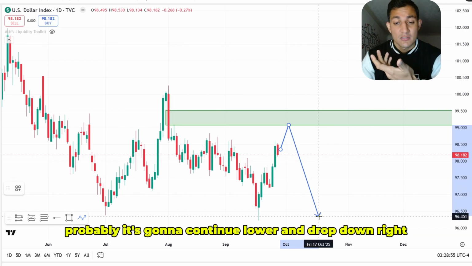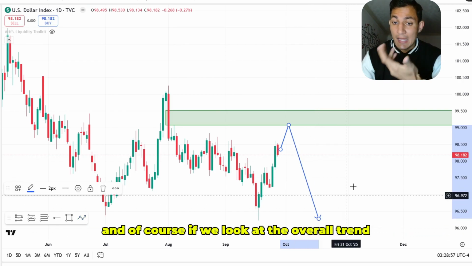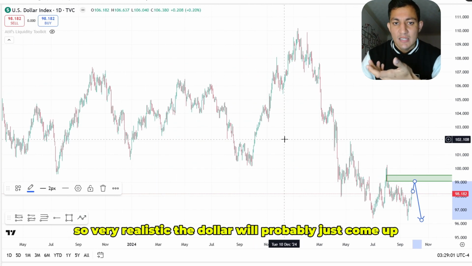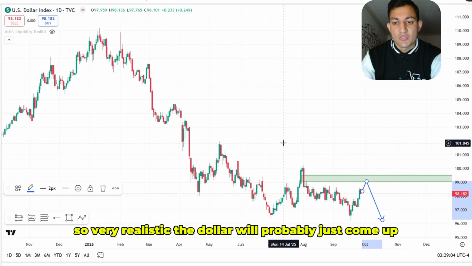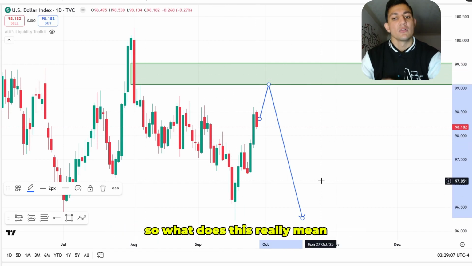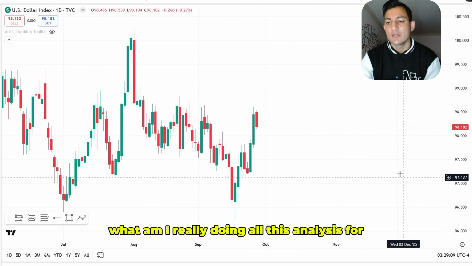I think probably it's going to continue lower and drop down, right? And of course, if we look at the overall trend, it's been bearish, right? So very realistic that the dollar will probably just come up, take out liquidity, hit this fair value gap, and continue lower. So what does this really mean, right? What am I really doing all this analysis for?